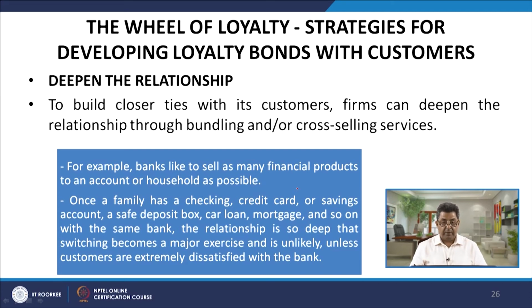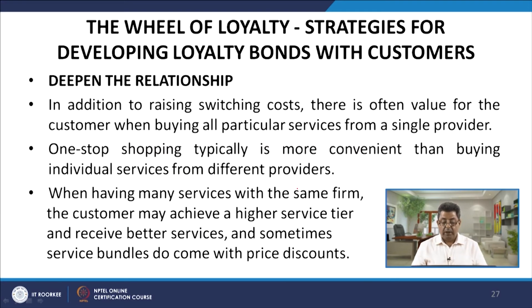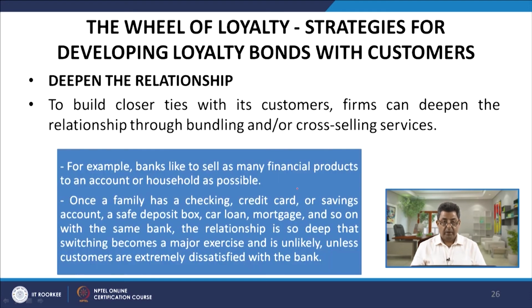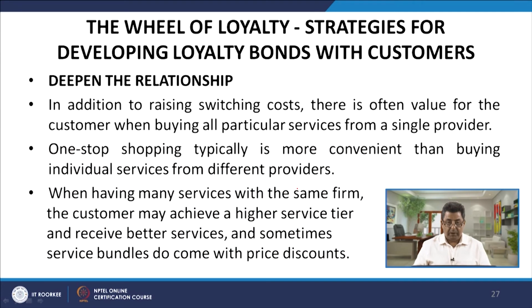Once a customer has so much exposure, with the credit card and debit card and car loans and lockers, etcetera, it becomes very difficult for the customer to shift all these things to some other bank. In addition to raising switching cost, there is often value for customers when buying all particular services from a single provider. One-stop shopping typically is more convenient than buying individual services from different providers. If you have all these things from different banks, you see how difficult it will be to manage them, because for one thing you go to one bank, for another thing you go to another bank and so forth. So it is beneficial for the customer also to have all these things in one place.